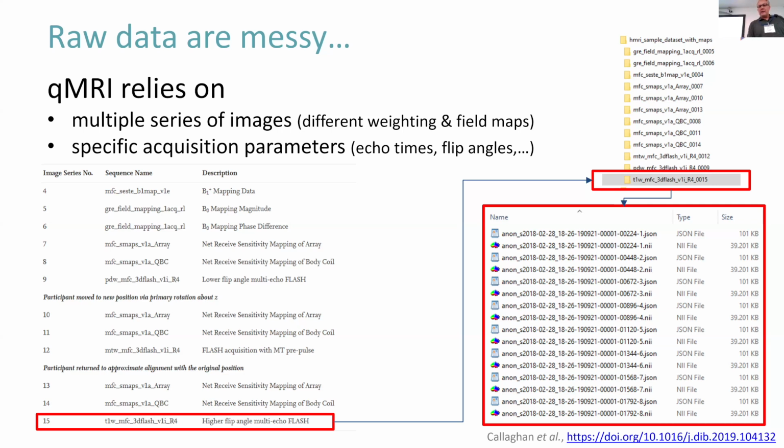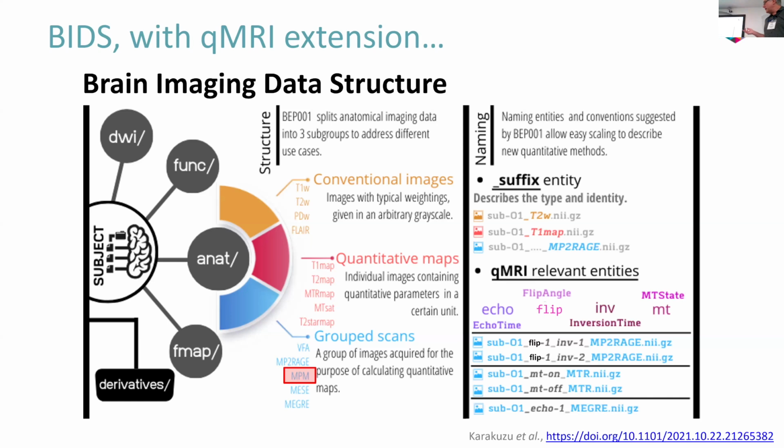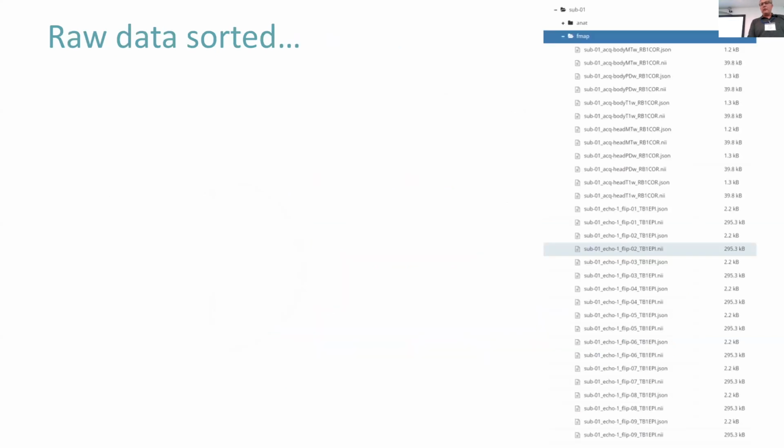And just to mention that over the COVID period, we worked on brain imaging data structure extensions for qMRI. The idea is that we have conventional images, quantitative maps, but also group scan, and that includes the NPM protocol has been included in the description. And the idea is that now the images have a fixed or standardized way of being described in terms of parameters, which makes things a bit more palatable.